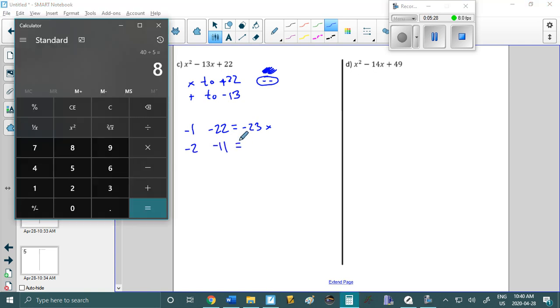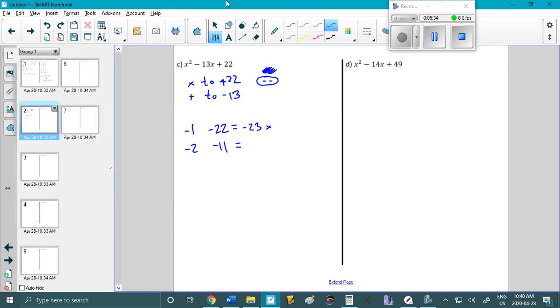I'll go to the calculator because I know some of you will need it, so I just want to show you how to do this. So negative 2 minus 11. I get negative 13, and then I check my b value, and it is negative 13. These are our numbers. So to factor this, it's x minus 2 times x minus 11.